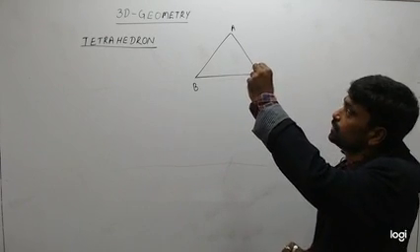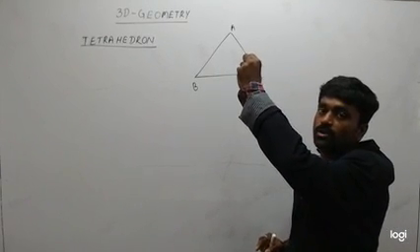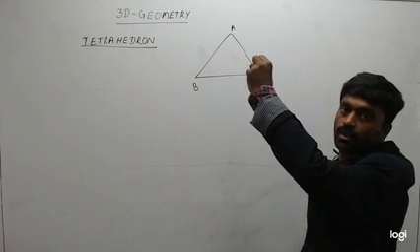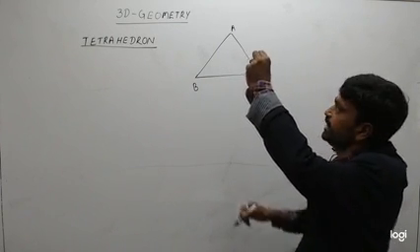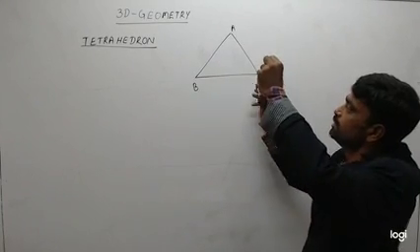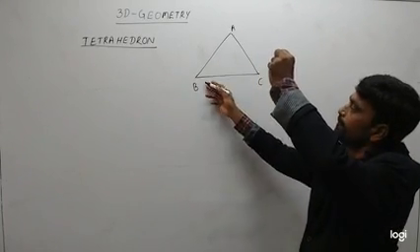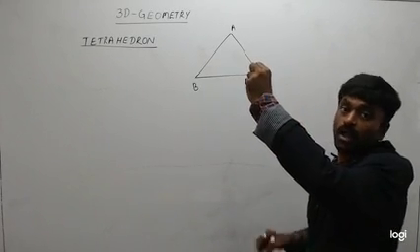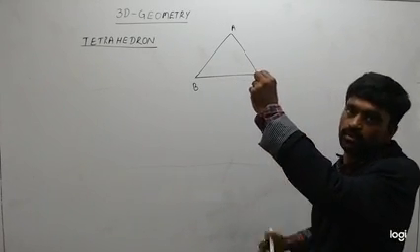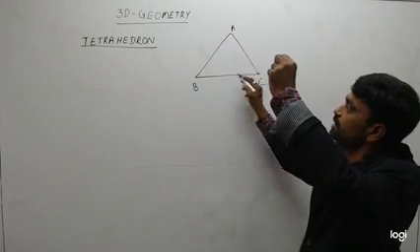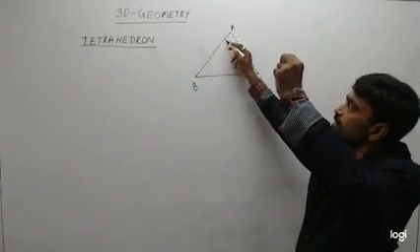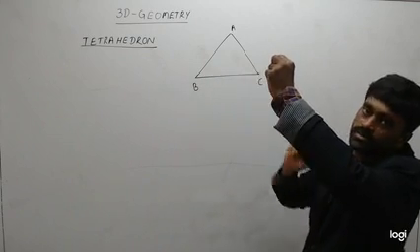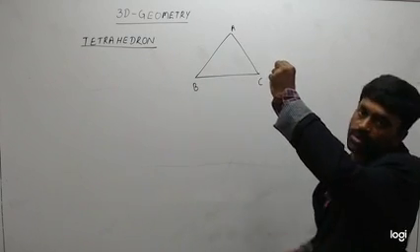Okay. So that tetrahedron has how many vertices? 4 vertices. A, B, C, D. Okay. How many sides? Total 6 sides. AB, AC, BC, AD, BD, CD. How many faces? 4 faces. And each face is a triangle. The first face is ABC triangle. Next face is ABD triangle. Next one is BCD triangle, ACD triangle.